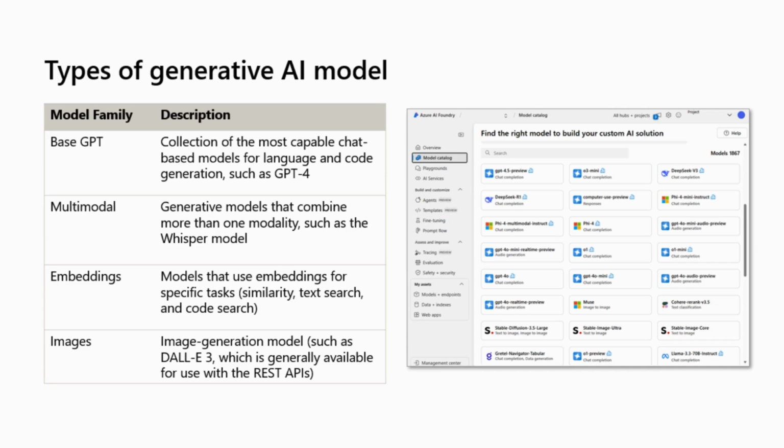DALL-E is a model for image generation based on natural language prompts. DALL-E 3 is generally available for use with the REST APIs. DALL-E 2 and DALL-E 3 with client SDKs are in preview.